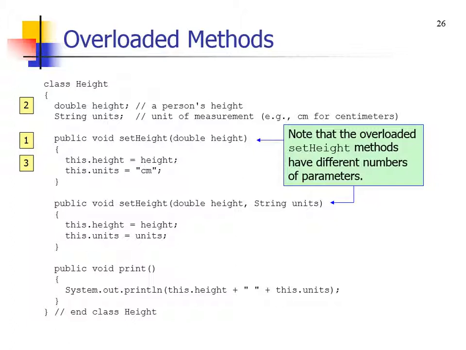Okay? Print out this height, this units. So which one is it going to be printing out? Well, the first one's hard-coded, so you can't change it, but the second one allows you to change it. This unit. This is this units. Which one is it printing out? Which one of this height is it printing out?